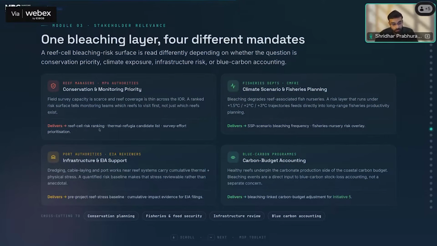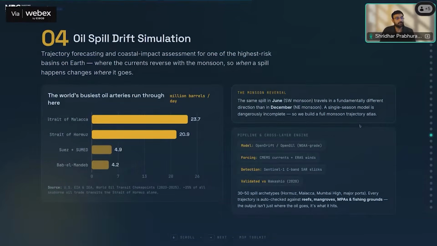Infrastructure and EIA support. Now, when we talk about any kind of dredging activity or cable laying activity, the beauty of the MSP toolkit is that all these layers essentially feed into each other. Even when we talk about marine spatial planning as a concept and not about decision support per se, all these layers actually talk to each other. Noise essentially transmits directly to the coral stress index. So the shipping noise that we have directly correlates to this. The same goes for acoustic habitat mapping and so on and so forth. Climate scenario and fisheries planning, blue carbon budget accounting. All of these are important scenarios for coral reef management.